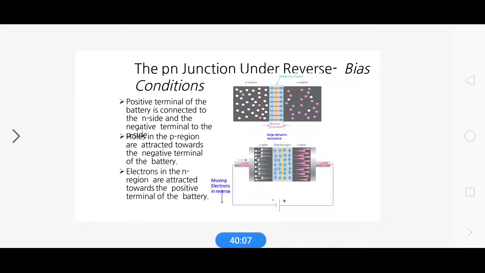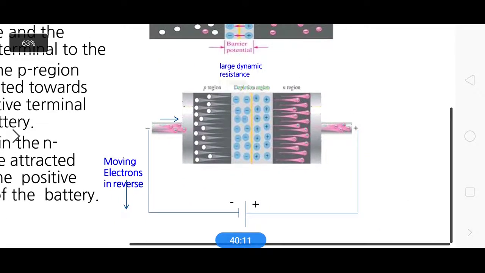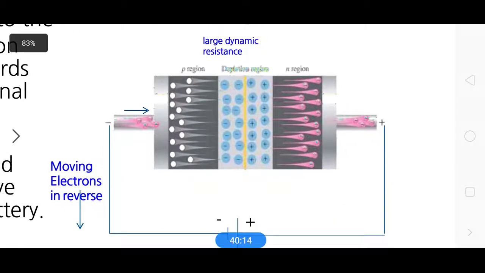So see the slide. The holes are moving towards the negative terminal of the battery. Here electrons are moving towards the positive terminal of the battery. So what happens when the majority charge carriers are moving away from the junction? Means there is no current across the junction.